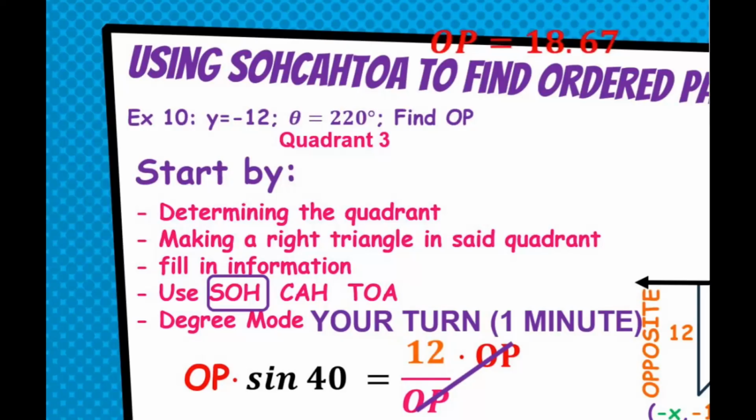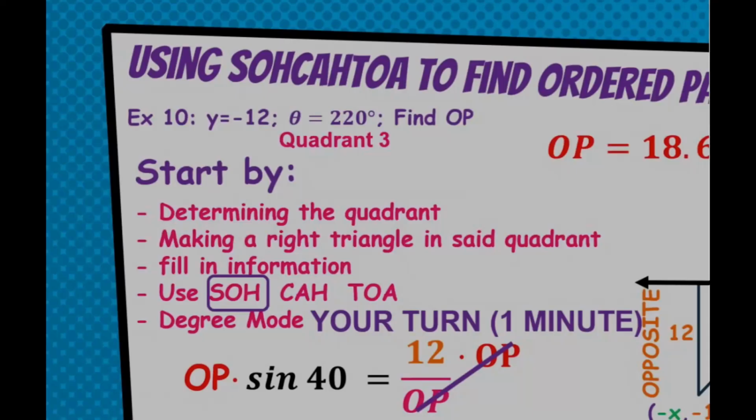And once that's by itself, I can use my calculator. 12 divided by sine of 40, and I get approximately 18.67.